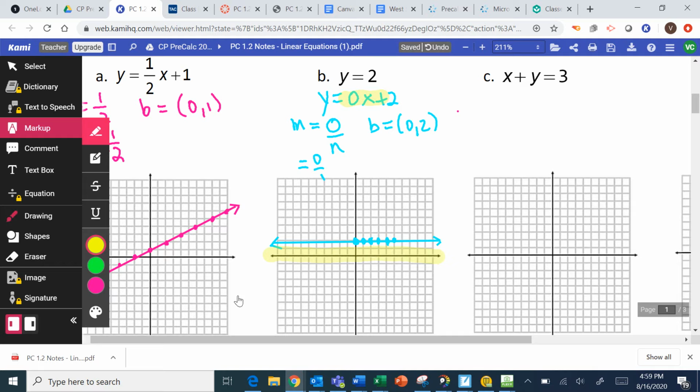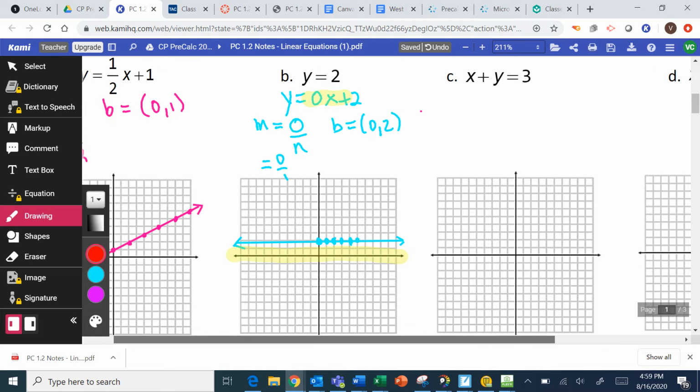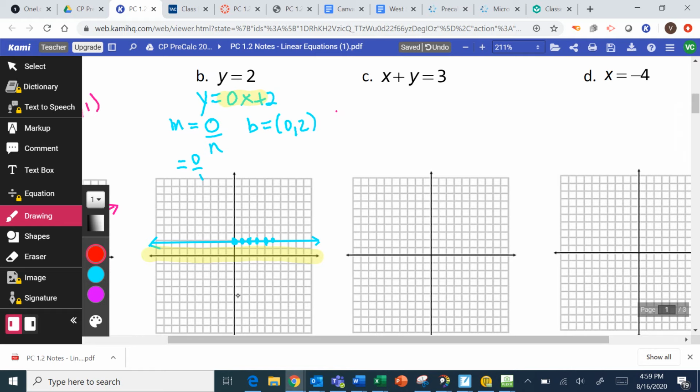All right, and then the third one, x plus y equals 3. I gave you a really easy one, but they will end up being more complicated in this class. I would use x and y intercepts to graph this. However, we can just easily change it into slope-intercept form. Normally I would use x and y intercepts, but we're not going to do that quite yet.